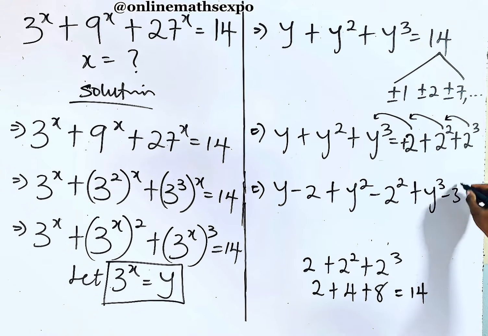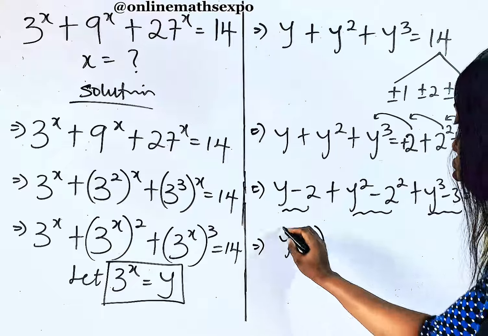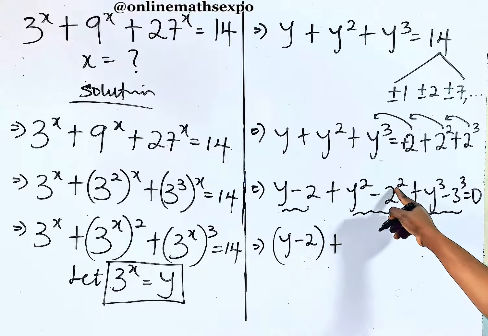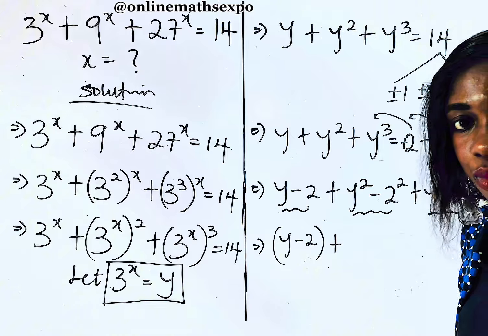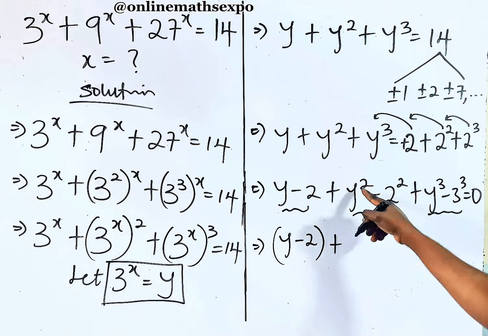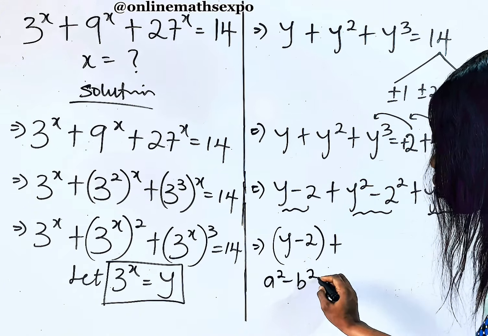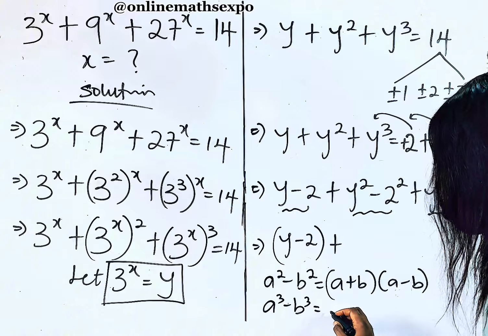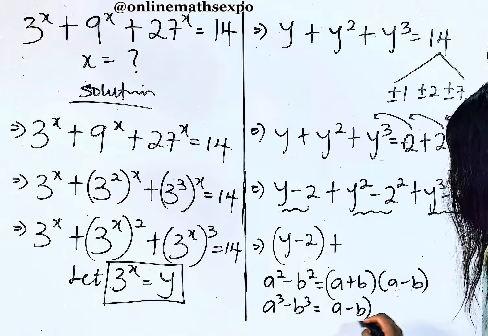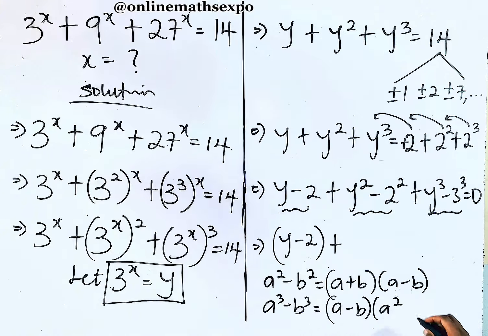So we're going to have y minus 2 plus, now when you have this, it reminds you of your algebraic identity, which is whenever you have a squared minus b squared is a plus b into a minus b, difference of two squares. And this one reminds you of a cubed minus b cubed is a minus b into a squared plus ab plus b squared, your difference of two cubes.